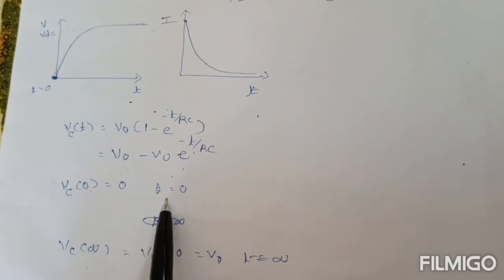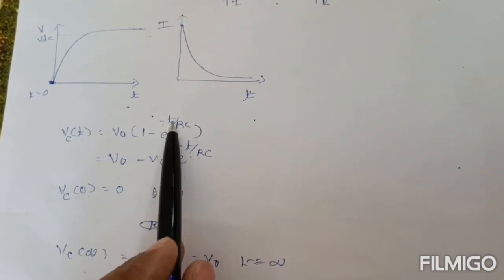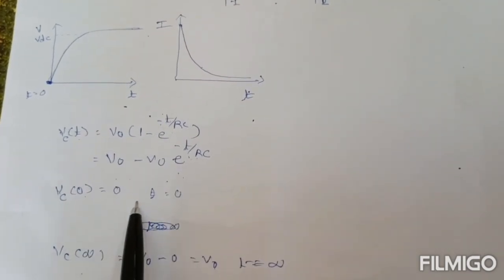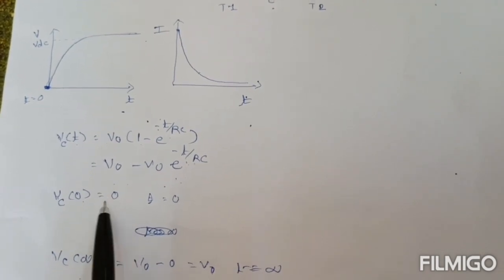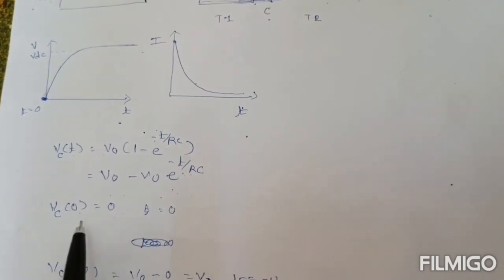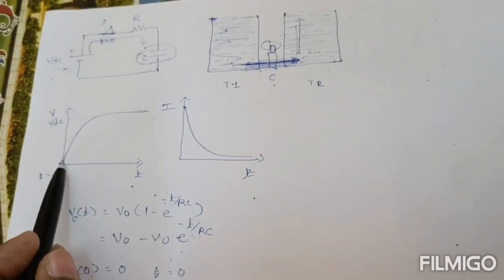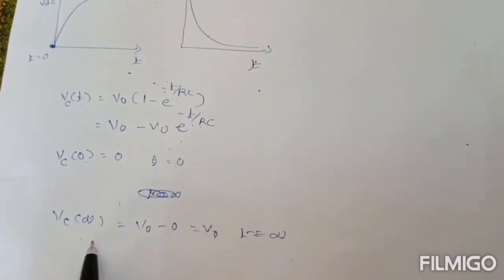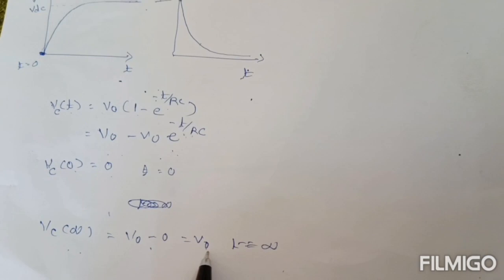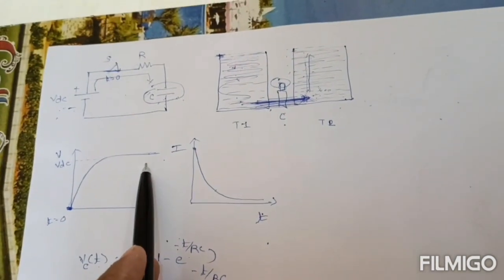At t is equal to 0, e raised to 0 is 1, so v0 minus v0 will become 0. Okay, so from this we can say that at t is equal to 0, vc is 0. At t is equal to infinite, vc will be equal to v0.